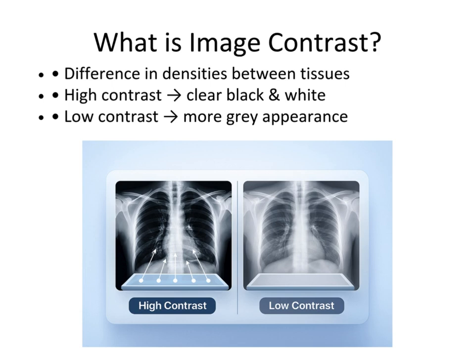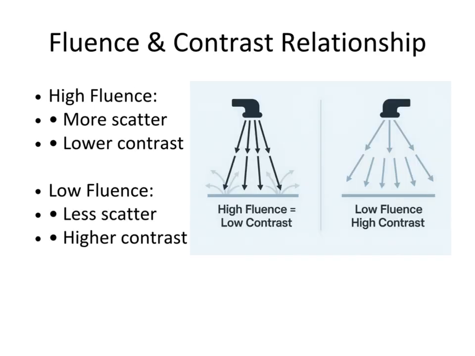Image contrast refers to the difference in densities between two tissues on an X-ray image. High contrast means bright whites and dark blacks, very defined. Low contrast means the image looks flat or gray, fewer visible differences. This is the key point. Photon fluence directly changes the image contrast.